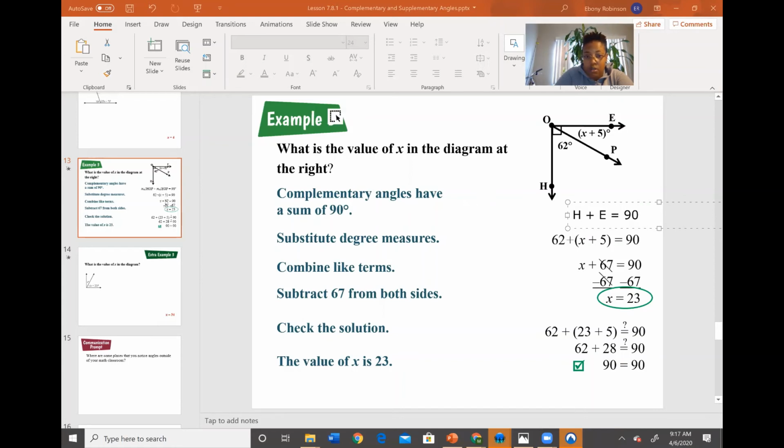H plus E equals 90. And we know H is 62, and E is x plus 5, equals 90. I have parentheses. Can I use the distributive property? No, I cannot. So I can just bring that out, and they like to skip that step in these examples, but I'm going to give you that step so you can just see how we got from there to there. And if you don't need that step, I'm very proud of you.